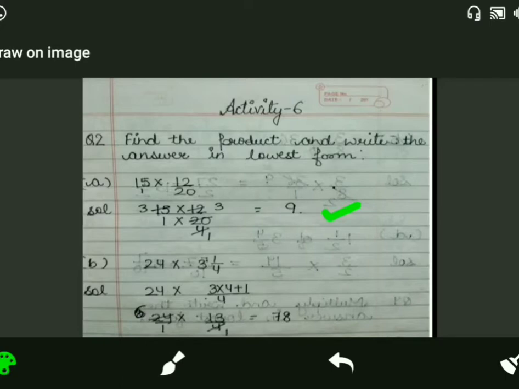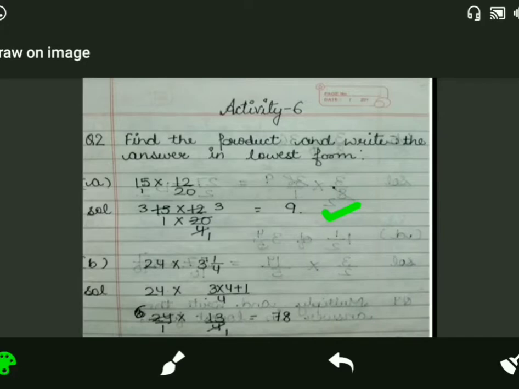B part is 24 into 3 1 by 4. Means 3 1 by 4 is in the mixed form. So what we do? We will convert it into an improper form. Means 3 into 4 is 12, 12 plus 1 is 13, so 13 by 4. Now students, what will you do? You will see in a cross direction which two numbers come in one table.